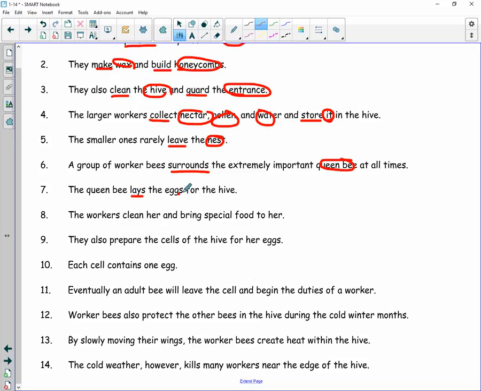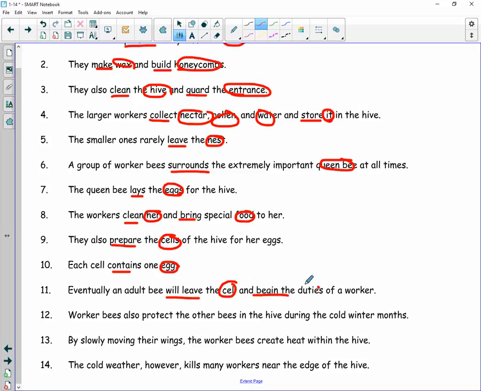The queen bee lays the eggs for the hive. Lays what? Eggs. Direct. The workers clean her and bring her special food to her. Clean what? Her. Bring what? Food. Both direct. They also prepare the cells for the hive for her eggs. Prepare what? Cells. Direct. Each cell contains one egg. Contains what? Egg. Direct. Eventually an adult bee will leave the cell and begin the duties of a worker. Will leave what? Cell. Direct.